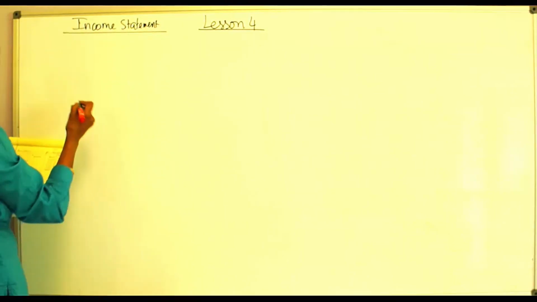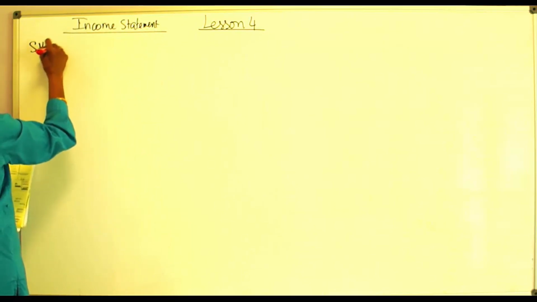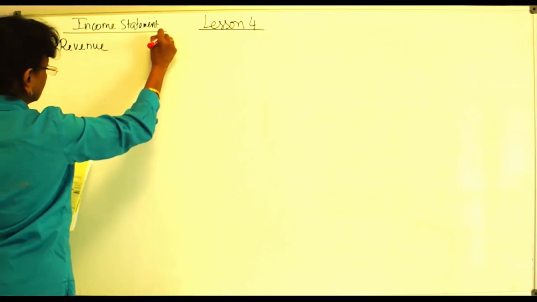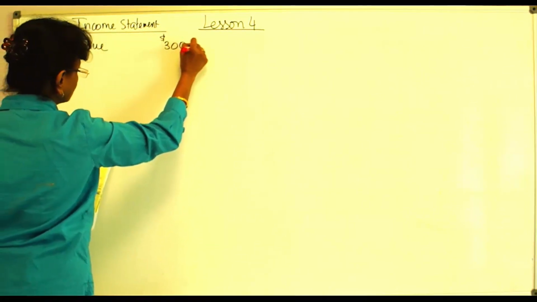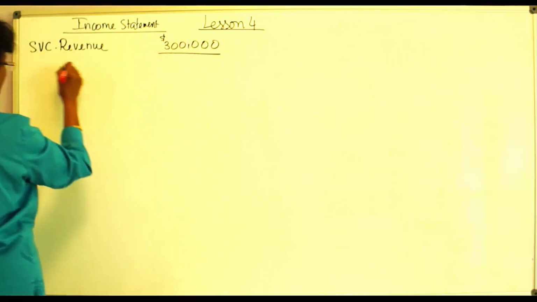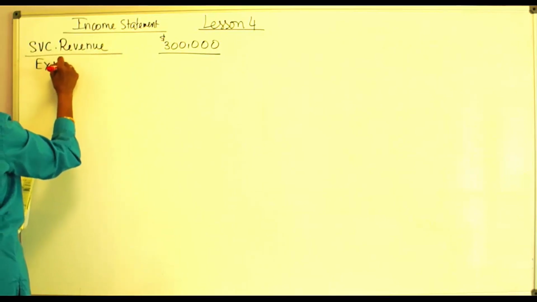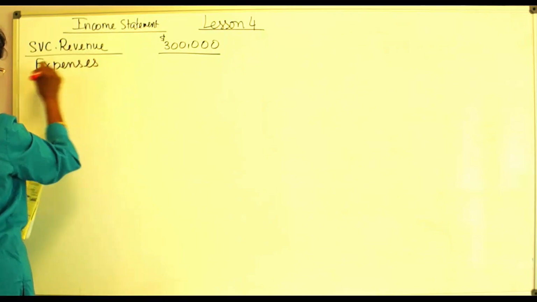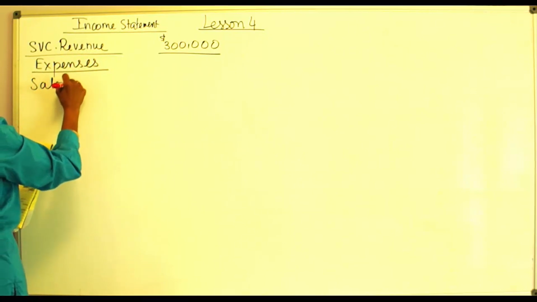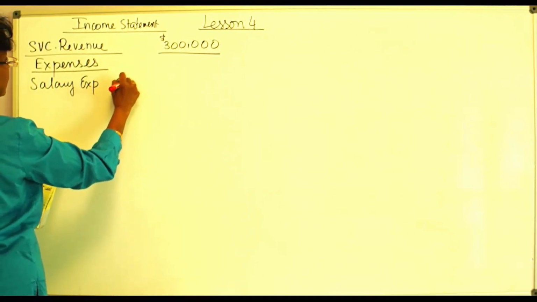First, you list the revenue. First, service revenue, $300,000. And then you show all your expenses. First, you have salary expense, $98,000.